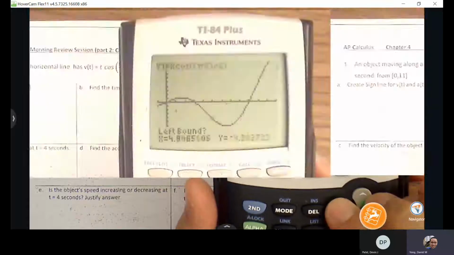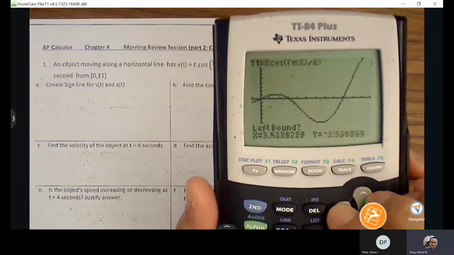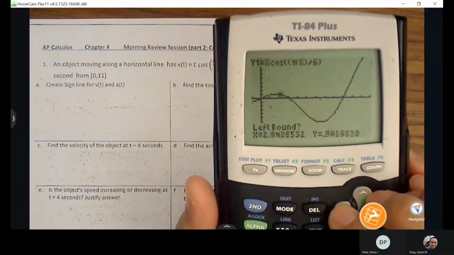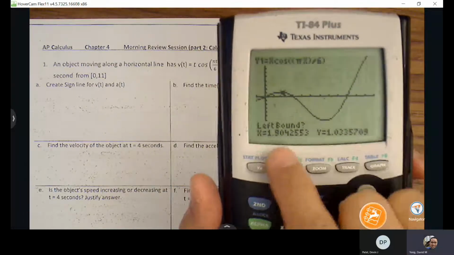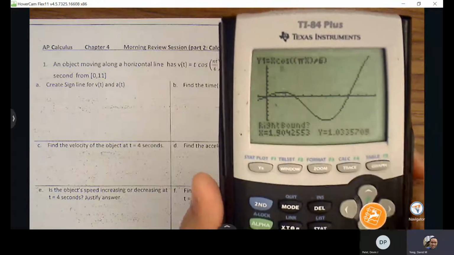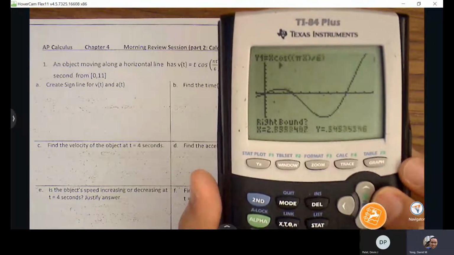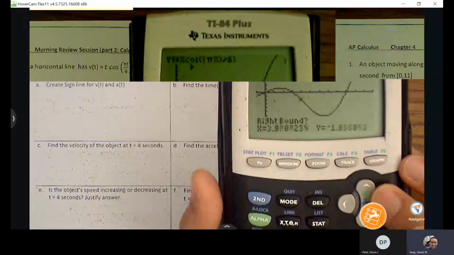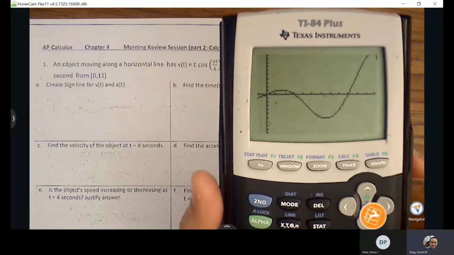Okay, and then you can pick a point to the left of the x-intercept, hit enter. It says left bound, so you want to pick a point to the left of your target. Okay, pick a point to the right of your target, hit enter, and then you can get to that x-intercept, so 3. Okay.